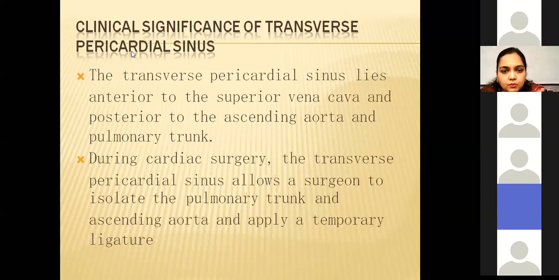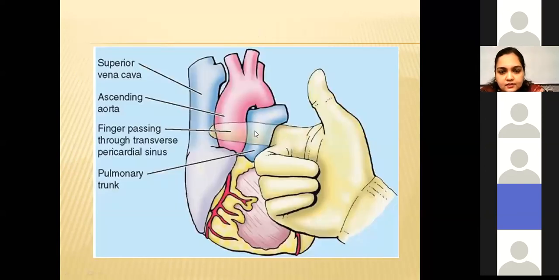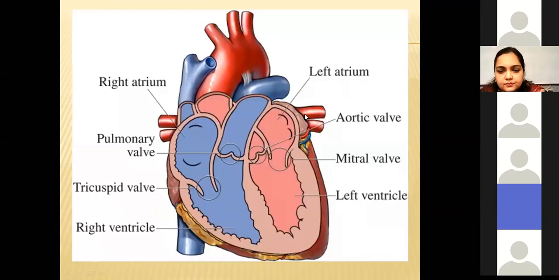This is the most significant point, the clinical significance regarding the transverse pericardial sinus. You can see in this slide, a finger can be easily passed through the passage between the arterial and venous tube, and that is the transverse pericardial sinus.